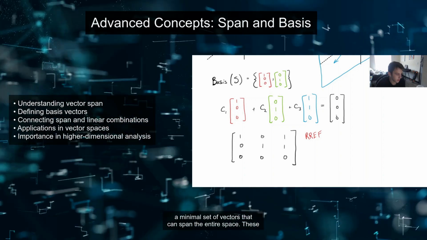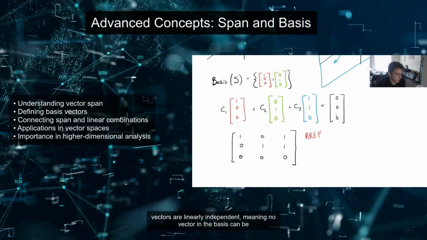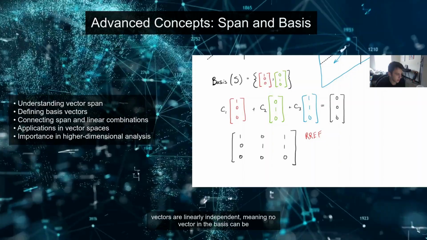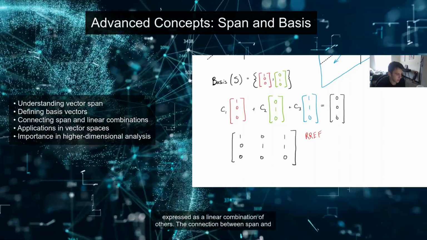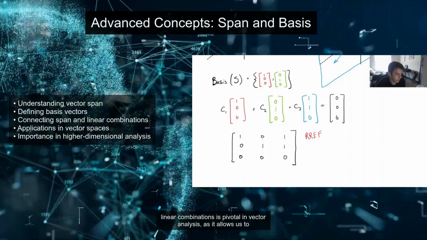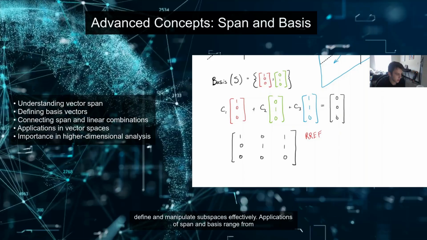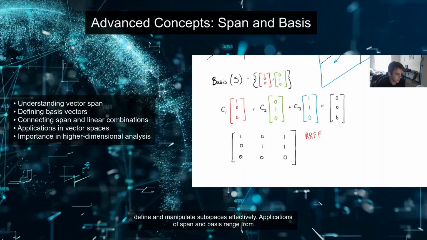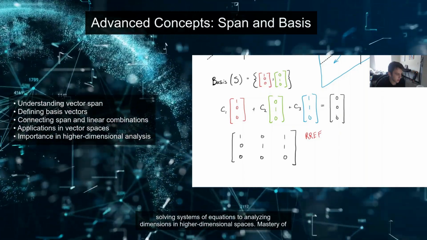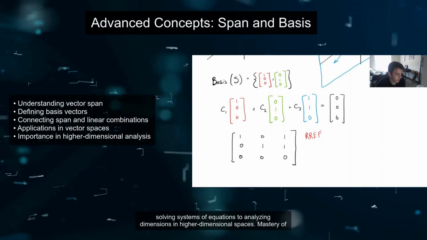These vectors are linearly independent, meaning no vector in the basis can be expressed as a linear combination of others. The connection between span and linear combinations is pivotal in vector analysis, as it allows us to define and manipulate subspaces effectively. Applications of span and basis range from solving systems of equations to analyzing dimensions in higher dimensional spaces.